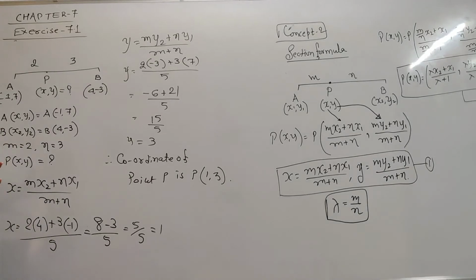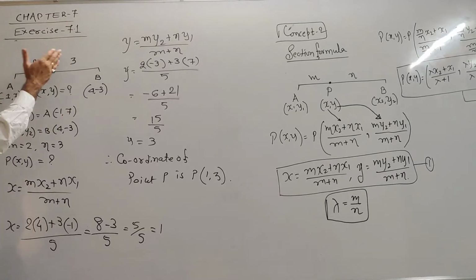So in this way, by using this formula of x and y, you can find out the coordinate of P, that is x and y. In exercise number 7.2, we will solve different examples. Sometimes you know m and n, they are not given to you. A is given to you, B is given, P is also given. Find the ratio. You can also find it with the help of the same formula.